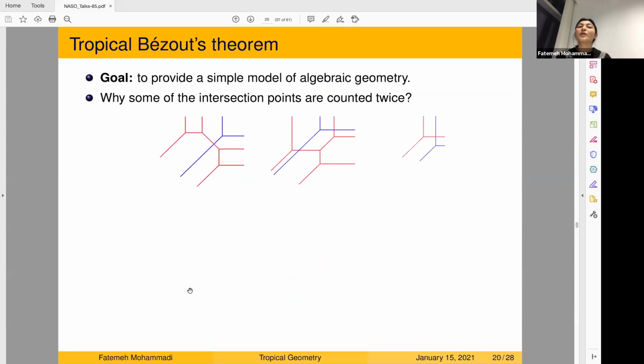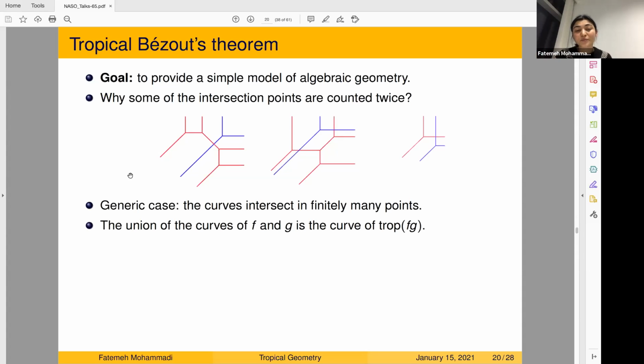Okay, so the goal in tropical geometry is to provide a simpler model of algebraic geometry. So here the question would be why some of these intersection points are counted twice, like in this picture, and we want to translate it again in terms of some combinatorial data of these subdivided polytopes. So as I said, I take this generic case, and by that, I mean the curves only intersect in finitely many points.